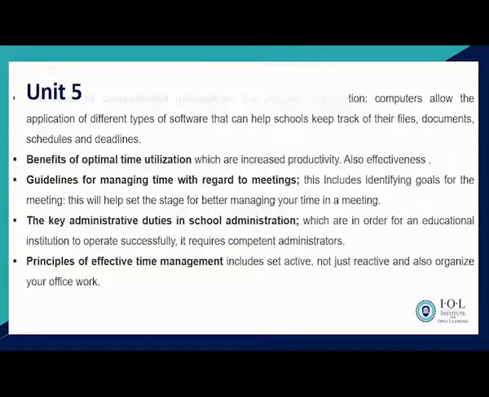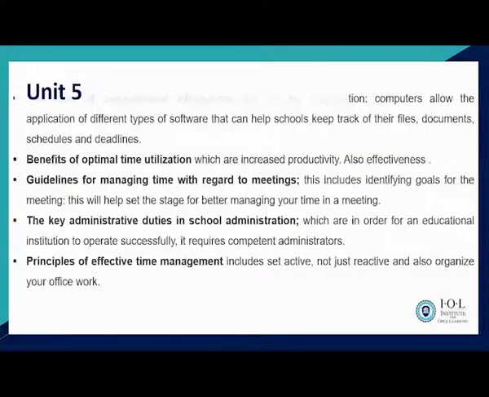Principles of effective time management. This includes being active, not just reactive, and also organizing your office work. Don't wait for a mistake to happen and only then react. You must be active, monitoring what's happening. Is everything okay? Is everything in line with what we want to achieve? But if you wait for a mistake to happen and it's then that you want to react, that's a problem. So you will have a setback.